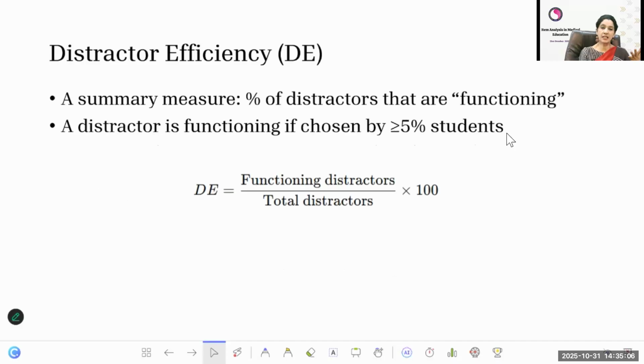But distractor efficiency tells you in percentage how many out of the three distractors are functional, and then you divide it by the total number of distractors. The total number of distractors will be the same, 3, for all the items. Any distractor is functioning if it is chosen by more than 5% of the students. If a distractor is chosen by less than 5% of the students, that is a non-functional distractor.